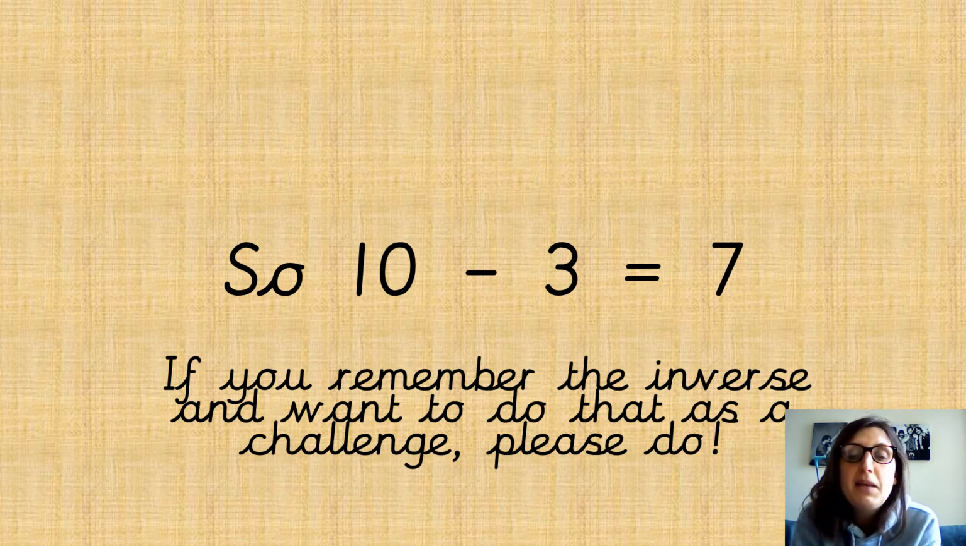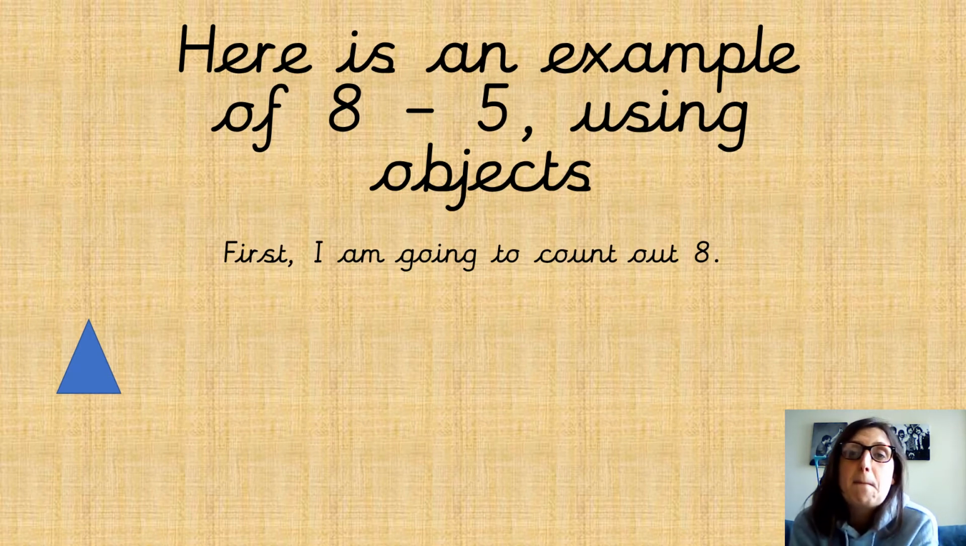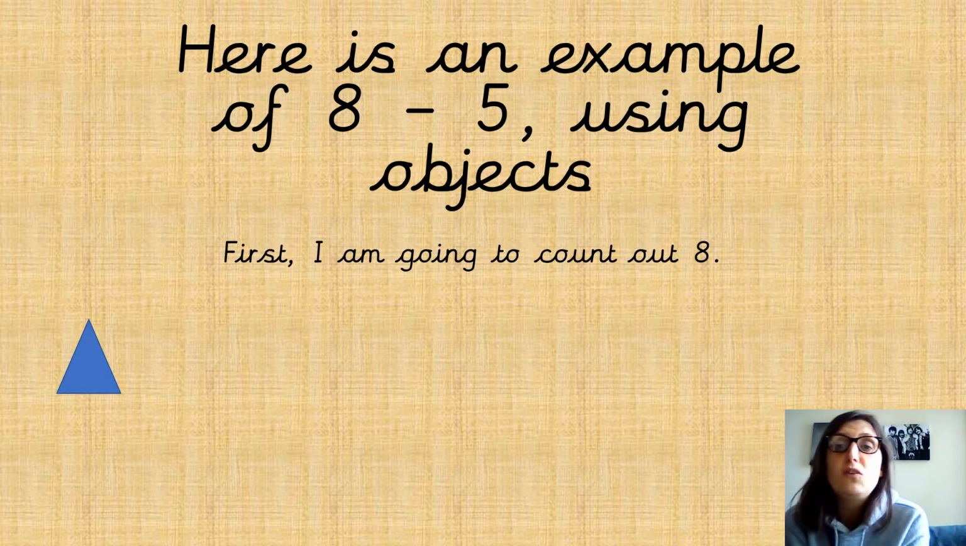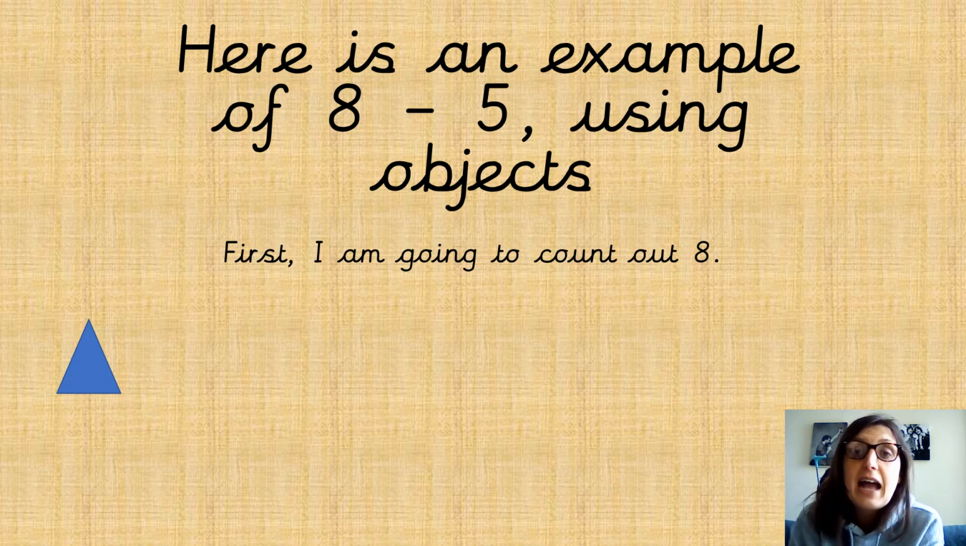And I've just put something here. If you remember the inverse and want to do that as a challenge, please do, so you could think about that. Okay, we're going to try with another number. Here is an example of 8 take away 5 using objects. First, I'm going to count to 8.